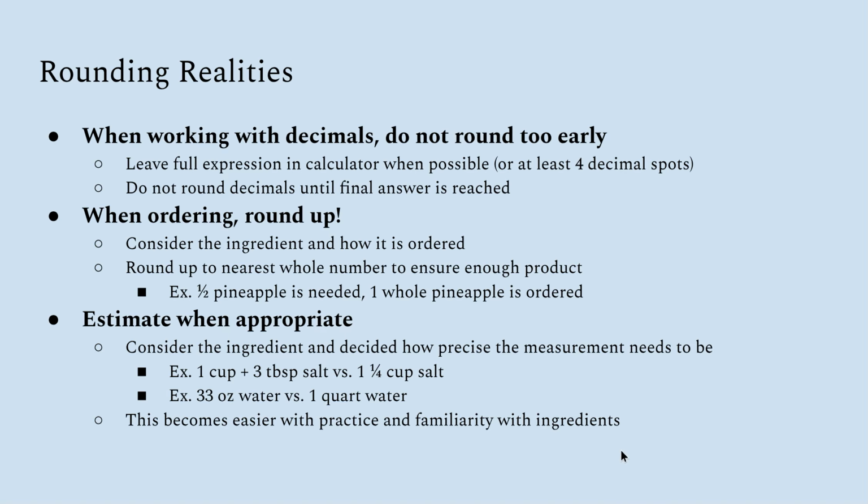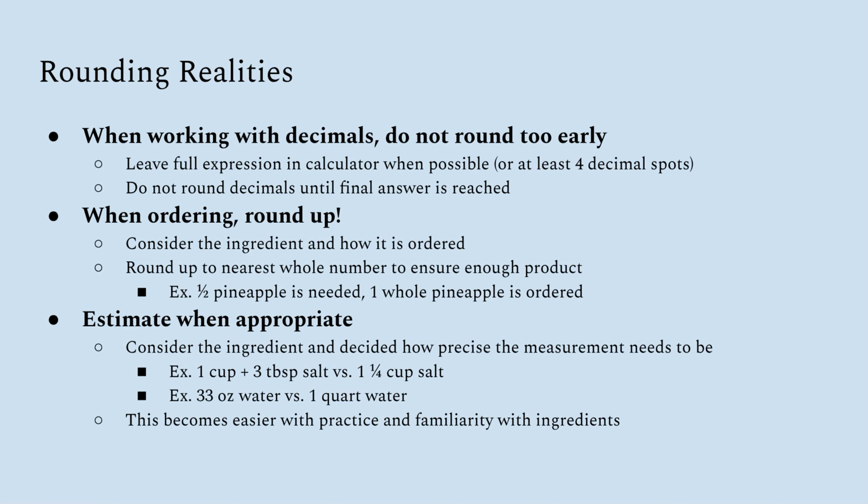So, like we just saw, there are some rounding realities, as I'm going to call it. When we're working with decimals, don't round too early. So, leave the full expression in your calculator when possible, especially if you have a running decimal, if it's just 1.77777 forever until the end of time. Try to leave that in your calculator as its full expression. Or if you're needing to write these things down on paper or you want to just simplify it for yourself, keep at least 4 decimal spots. So that means the whole number, the point, and then 4 more numbers after that decimal spot.